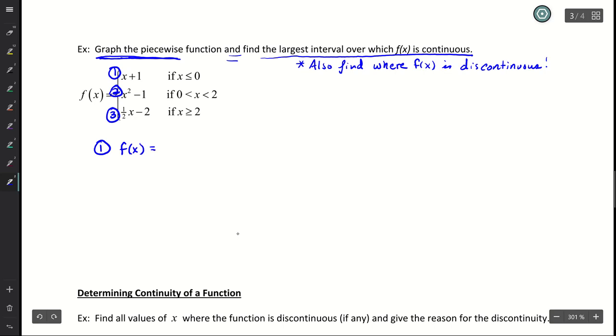There's an understood slope of 1 on this one. It would be written as a 1 in front of the x. And then we have the y-intercept of 1. That's good only if x is less than or equal to 0.